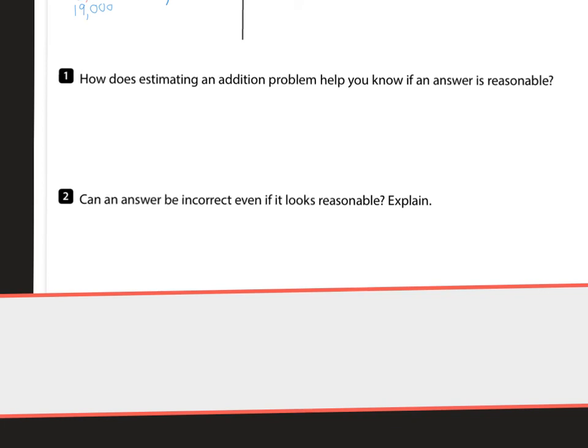And then, number 2, can an answer be incorrect even if it looks reasonable, and explain. So on this problem, number 2, yes, it can be incorrect even if it looks reasonable. You'll never know until you actually work the whole problem out to see what the correct answer is, but yes, even if it looks reasonable, it can still be incorrect until you work the whole problem out.